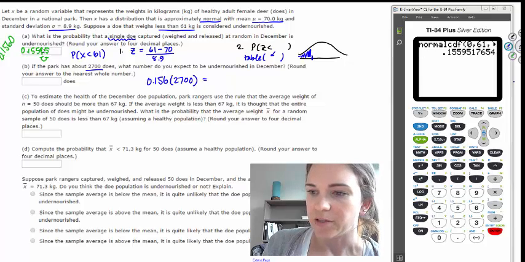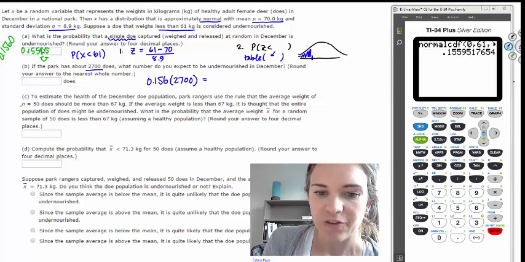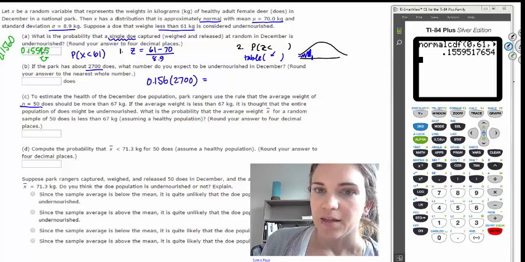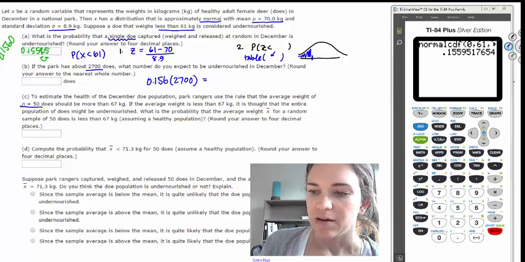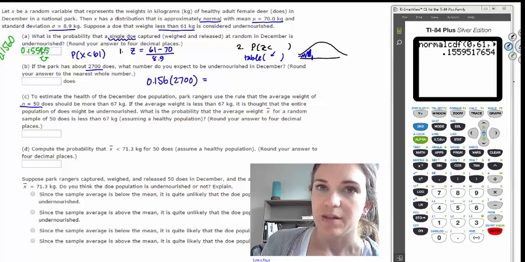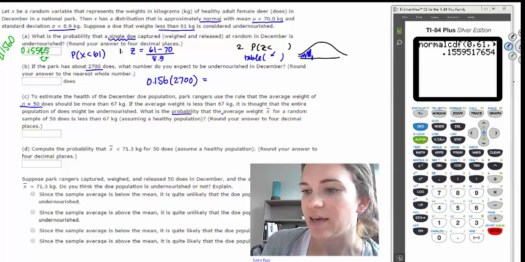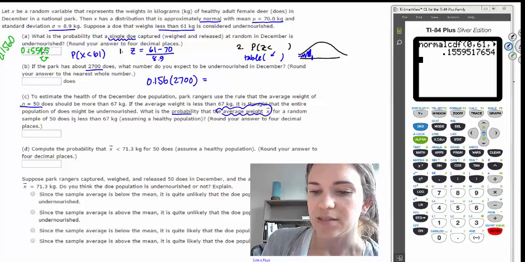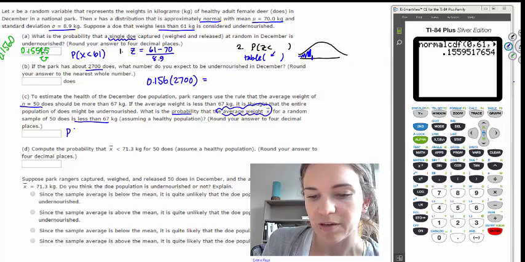To estimate the health of the population, park rangers use the average weight of 50 does, and they think that it should be more than 67 kilograms. If it's less, then we think maybe the population is undernourished. So the question is, what's the probability that the average weight, that's important, is less than 67? So it's no longer the probability of X, but the probability of X bar is less than 67.